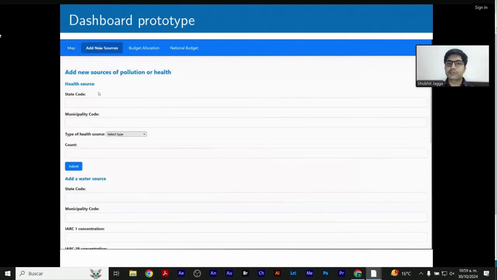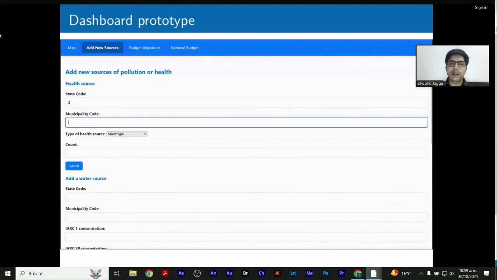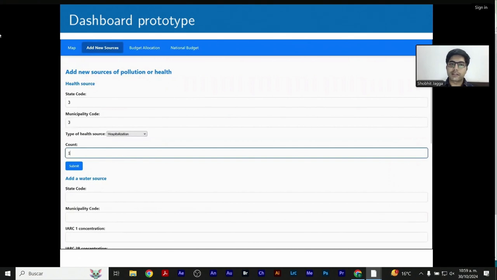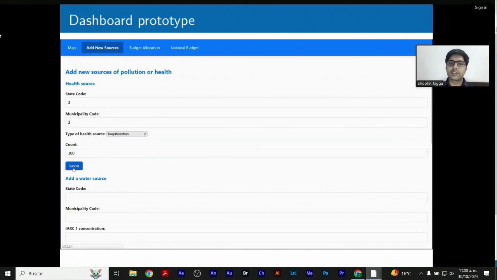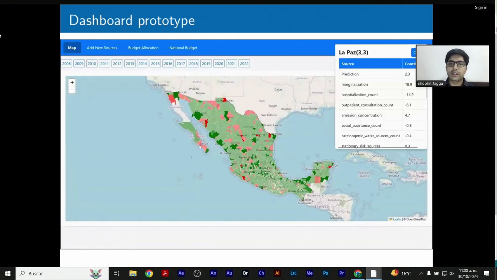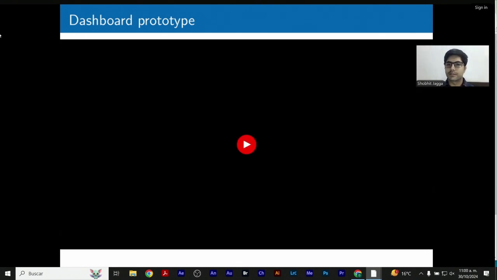We can add new sources of all the input types in the Add New Sources tab. Let us add 100 hospitals to La Paz to see the effect. On adding the sources, the model re-evaluates the prediction and contributions. If we click on La Paz, we can see that the prediction for La Paz has dropped significantly with high negative contribution of hospitals.